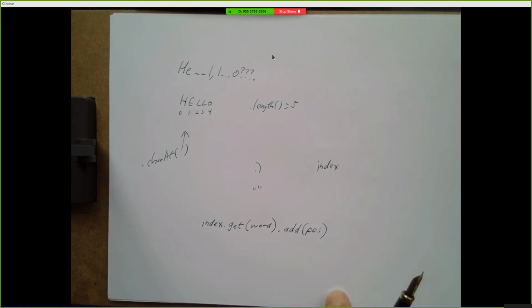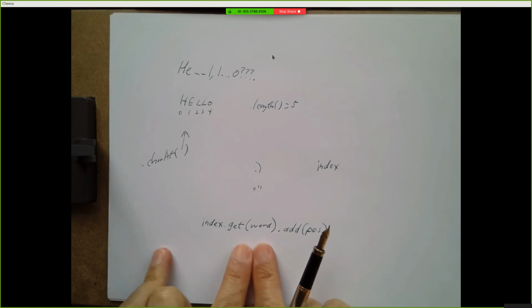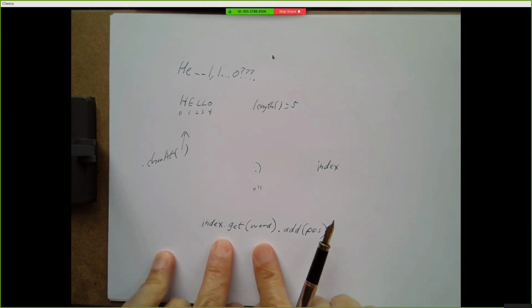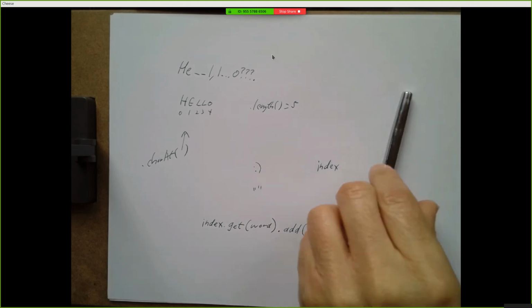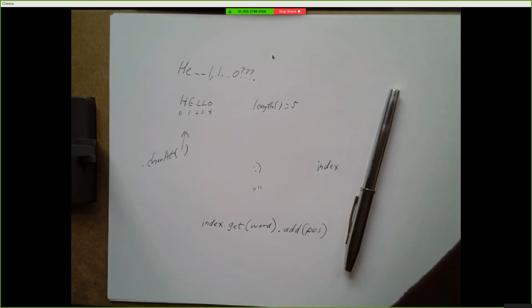And the only extra step before this is try to get the word, and if it comes back null, this would blow up. So if it comes back null, make a new entry in your index where the key is word and the data is an empty linked list. Well, how do you make an empty linked list? It's just new LinkedList<Integer>().